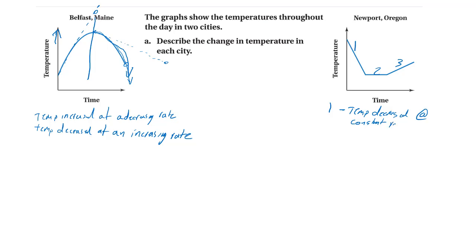And I'm going to say a fast constant rate because that's a steep line. And then 2, constant temp, right? Whatever that temperature is, it never changed. It stayed that temperature for that whole time interval. And then on section 3, the temp increased, but now it did this at a slow constant rate. And I say slow because that line is not very steep. It's only going up a little bit each time.